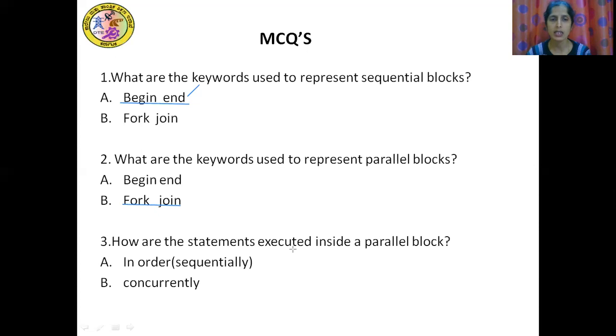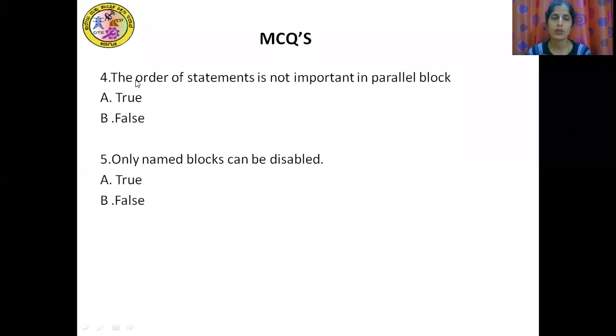Third question, how are the statements executed inside the parallel block? Option A, in order, that is sequentially, or option B, concurrently. So the statements are executed concurrently in a parallel block. This is the right answer. Let us move on to the next MCQs. Fourth question is, the order of statements is not important in a parallel block, whether it is true or false. Obviously the order of statements is not important in a parallel block and hence it is true.